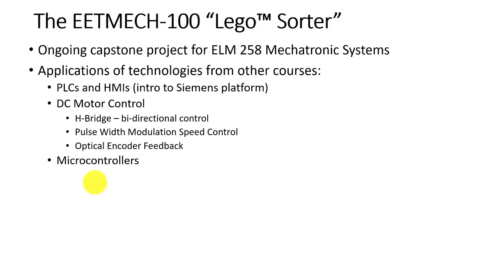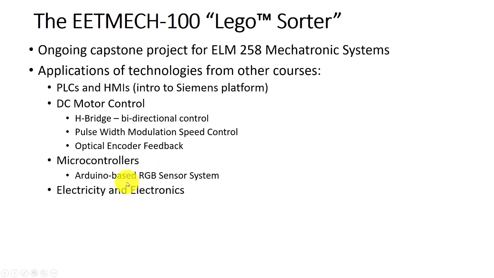We also have microcontrollers used in the project. There's a color detector which feeds its signals into an Arduino microcontroller, and then the Arduino interprets the color values, figures out what the color of the object is, and then tells the PLC what to do accordingly. So this is an Arduino-based RGB sensor system.